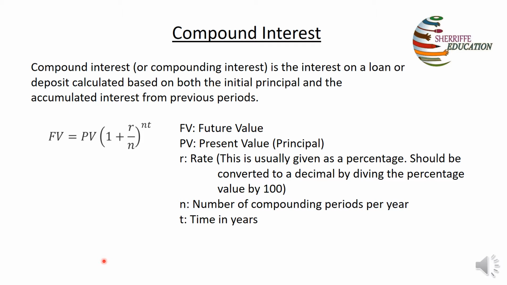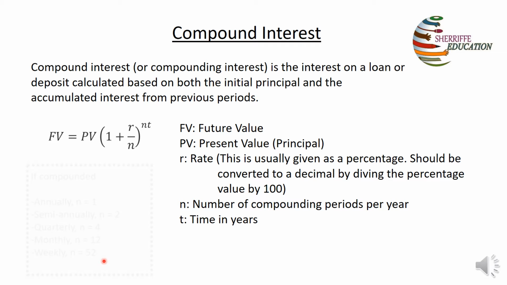The present value, or principal, is the amount that is invested, or the amount of the loan that is taken. R represents the rate, and this is usually given as a percentage. However, in order to use it, it should be converted to a decimal, and we know to convert from a percent to a decimal, we need to divide by 100. N represents the number of compounding periods per year, and T represents the time in years. Now, in some cases, you will be given the time in months, and you need to write this as a fraction of a year.